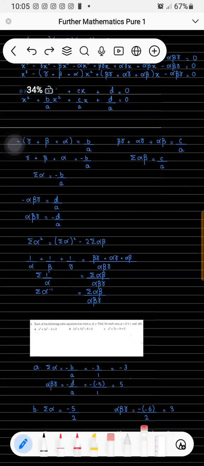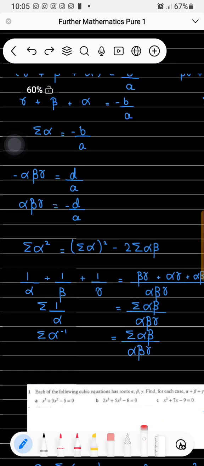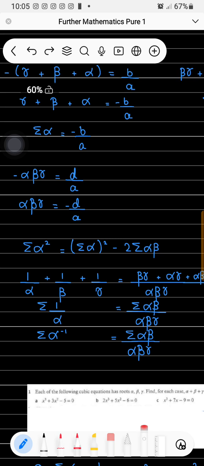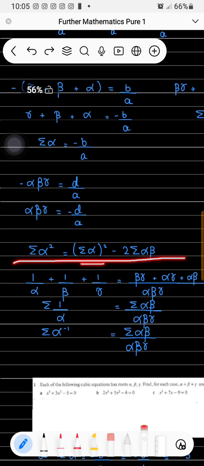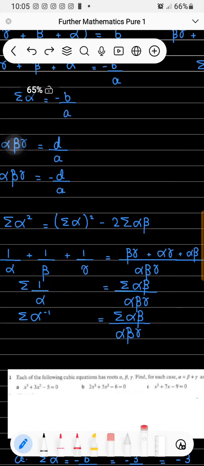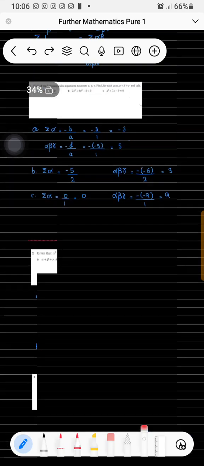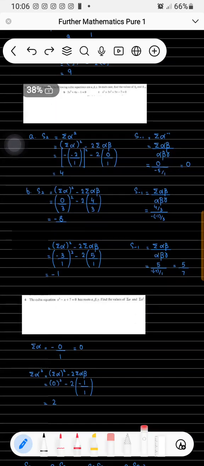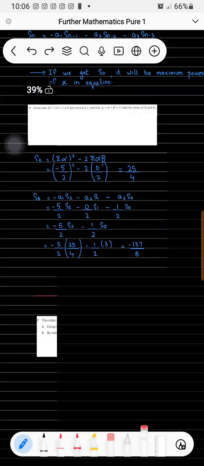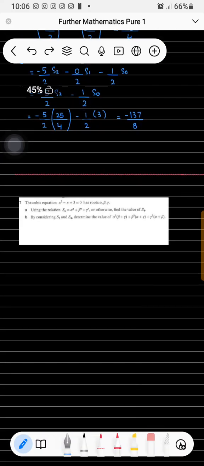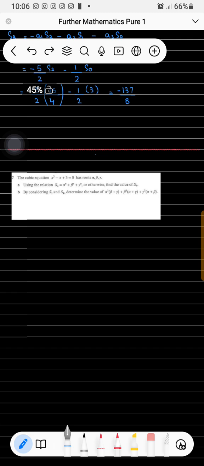Then we moved ahead and learned one more formula, that sum of alpha square is equal to bracket open sum of alpha bracket close whole square minus 2 sum of alpha beta. Then we also got one more formula, that sum of 1 upon alpha is equal to sum of alpha beta upon alpha beta gamma. Then we solved a few questions, and now we will continue solving the questions, and we will try to end this topic in this video.